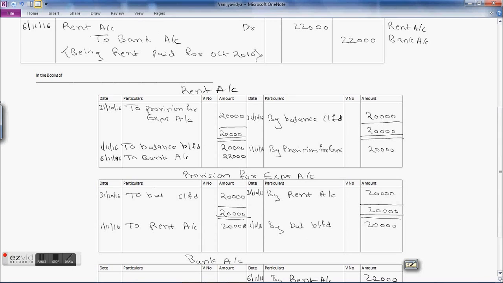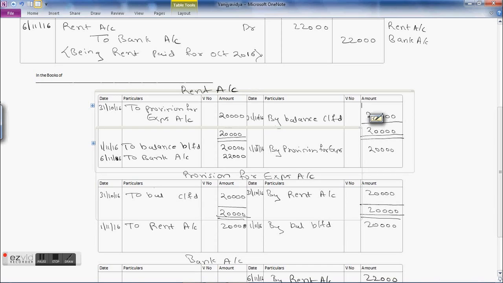Now if you see the rent account here, the balance brought forward is 20,000, and the provision for expenses reversal entry is 20,000. So the 20,000 debit and credit amounts get cancelled. To bank account we are writing 22,000. We had made a less provision of 2,000, right? Actual rent was 22,000 and provision made was 20,000. Whatever is the difference, that is the extra rent we need to pay more than the provision, that is 2,000. The impact of the same we can see in the month of November.